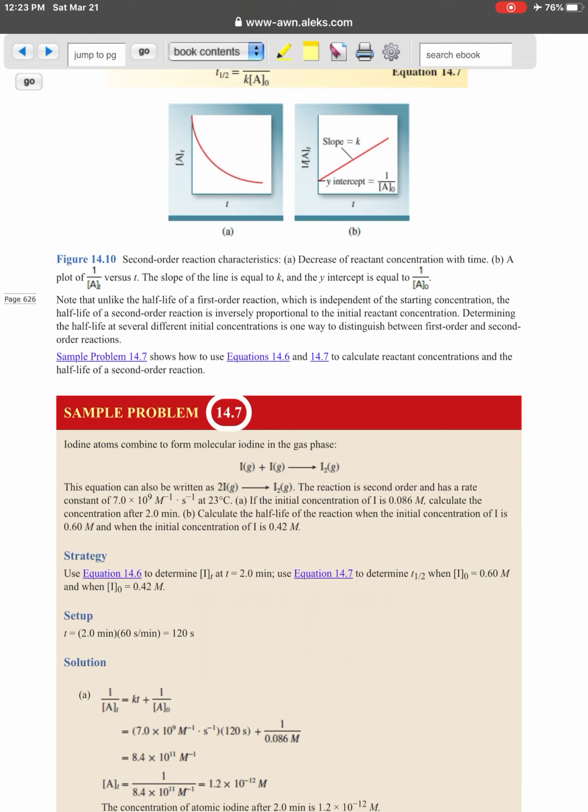Note that unlike the half-life of a first-order reaction, which is independent of the starting concentration, the half-life of a second-order reaction is inversely proportional to the initial reactant concentration. Determining the half-life at several different initial concentrations is one way to distinguish between first-order and second-order reactions. Sample problem 14.7 shows how to use equations 14.6 and 14.7 to calculate reactant concentrations and the half-life of a second-order reaction.